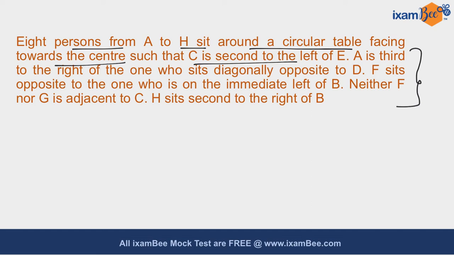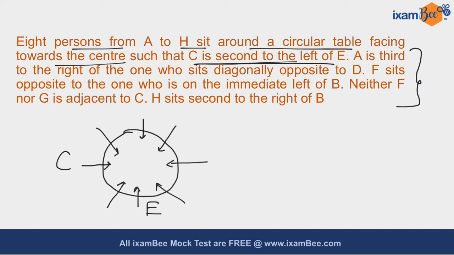So it is given to you that C is second to the left of E. On the basis of this statement, we can draw a diagram, and accordingly you will get this. Now it is given to you that neither F nor G is adjacent to C. So clearly you can't place G and F over here because they are not adjacent to C.